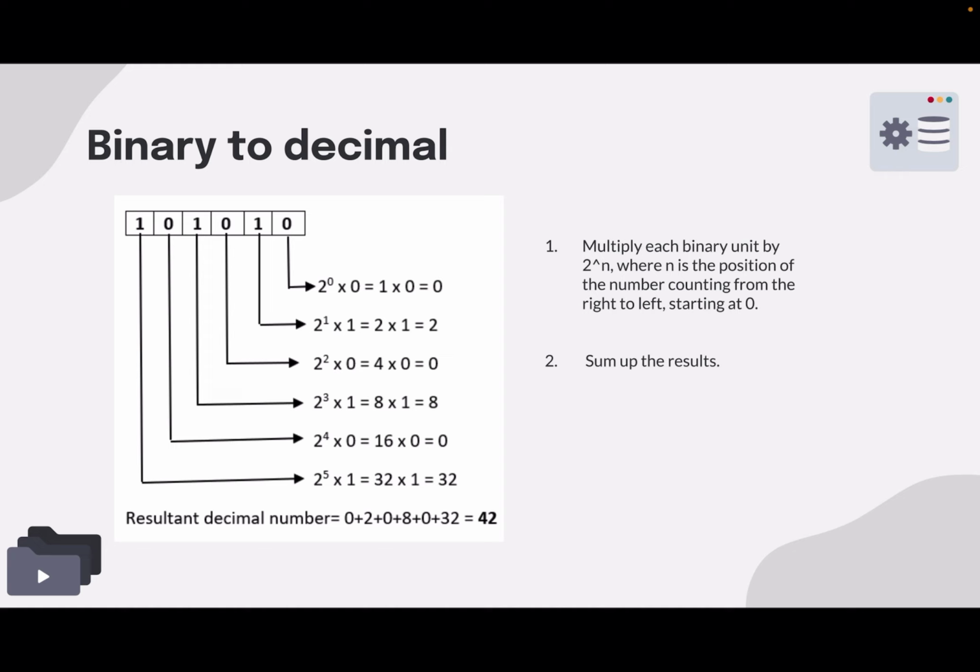As an example, in order to convert the number 101010 into decimal, you first start by grabbing the rightmost number, which in this case is 0, and you multiply it by 2 to the power 0, as you first start with 0. Then the 1 you multiply by 2 to the power 1, then the 0 by 2 to the power 2, and so on. And you sum up the results in order to get your converted decimal number, which in this case is 42.